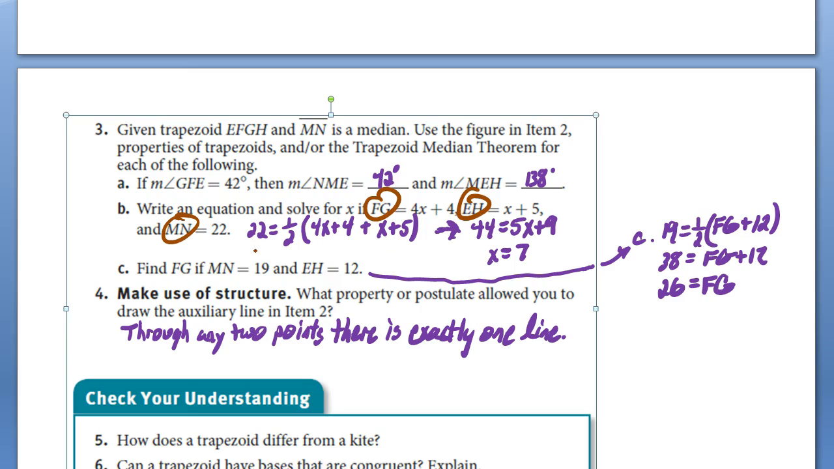And with that idea, we can create this equation. 22 is the MN, and that is equal to half the sum of the two bases. Solve out this algebra, we get x equals 7.